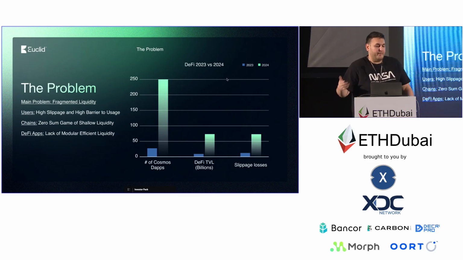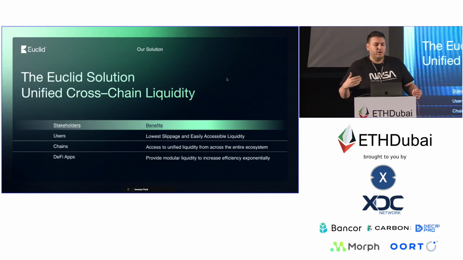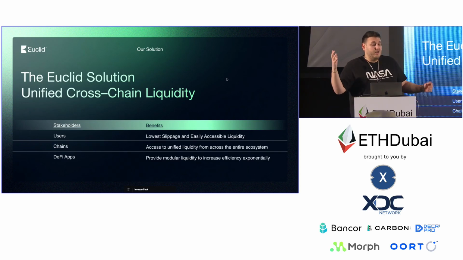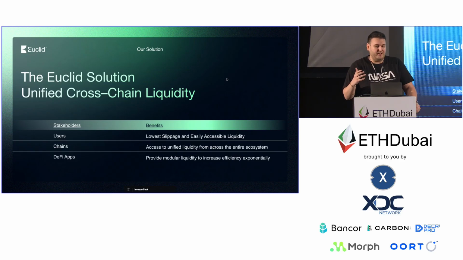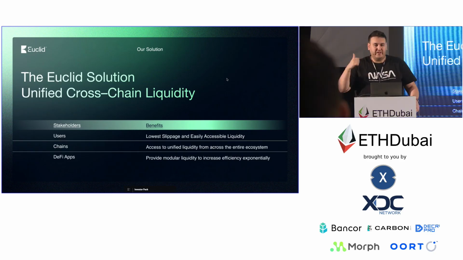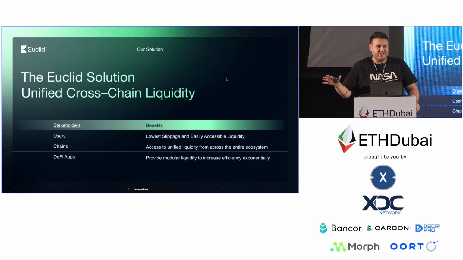And third of all, DeFi apps, as we talked, have no modular, deep liquidity they can access for DeFi lending cross-chain. Now, what is the Euclid solution? What are we trying to do? We're trying to create unified cross-chain liquidity, which will first allow users to benefit from the lowest slippage across any exchange and the most accessible liquidity.